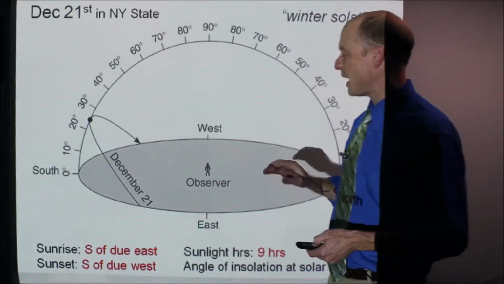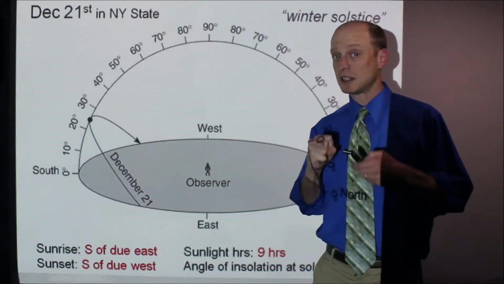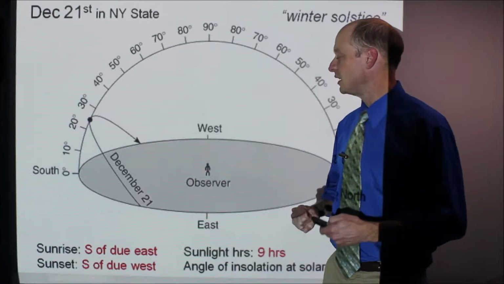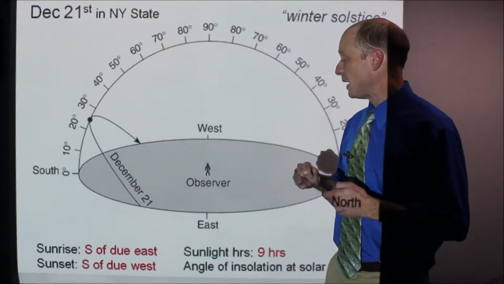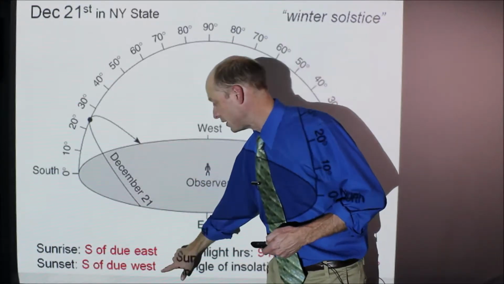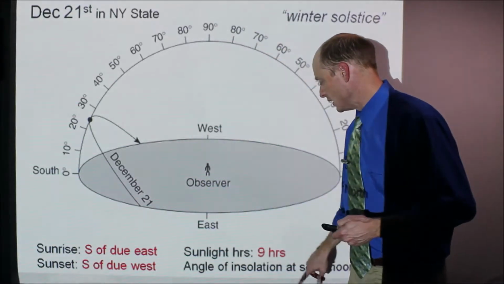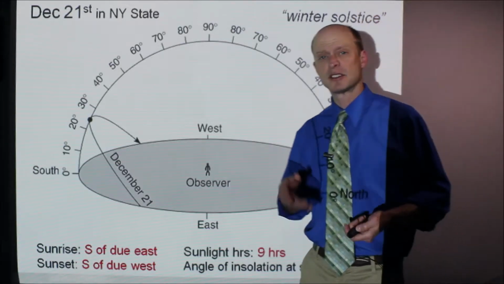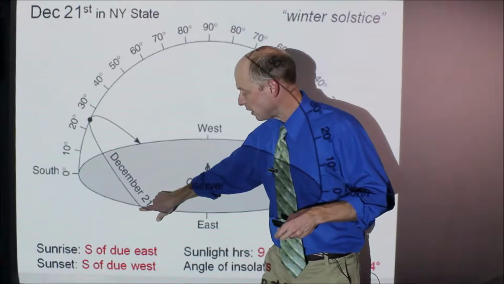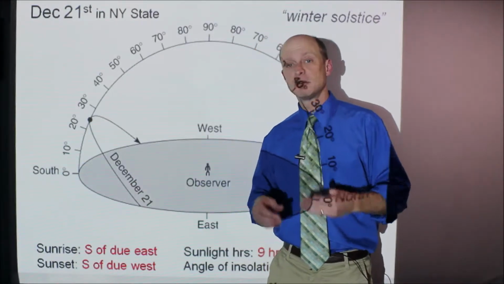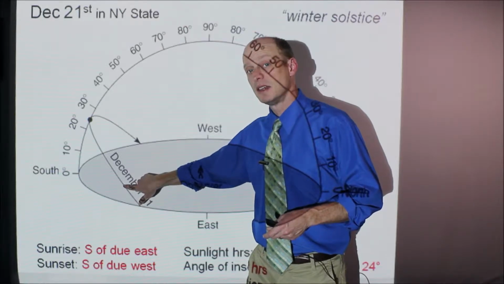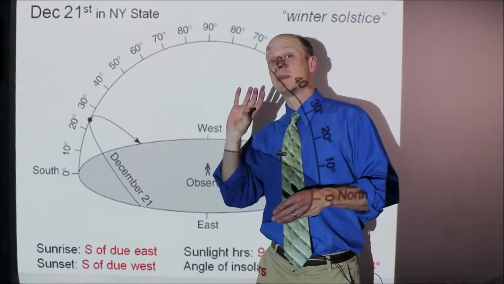So this is the path in New York State. It really matters where you are, but in New York on December 21st, this gives you an idea of what the path is like. So it rises south of due east. It sets south of due west. The sunlight hours is about 9 hours of sunlight, okay? Because the sun appears to move along this path at 15 degrees every hour. The sun's movement along this path is the same all the time, because that's based on Earth's rotation.